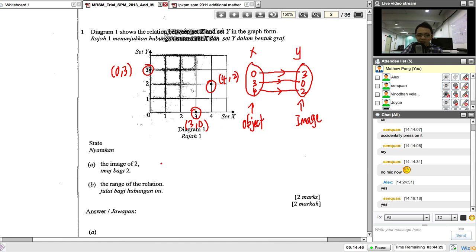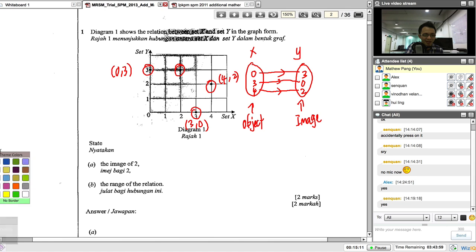Alright, so for number 1, he asked the image of 2. Wait, he asked to state the image of 2. Oh, sorry, I missed out a point here. I think we have a point here, which is 2, 3. Not enough space, so let me write somewhere there. I change the color since there's not enough place. So we have this one.